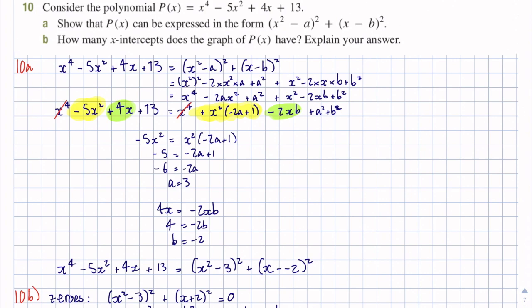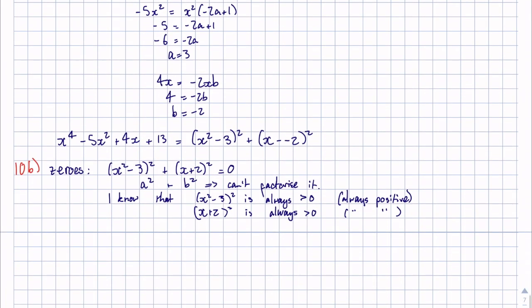I know that x squared take 3 squared is always greater than 0, yeah? It's always positive because you're squaring it. And I also know that x plus 2 all squared is always positive. Because again, we're squaring it. I know that a positive plus a positive can never equal 0. So it has no zeros, which is no x intercepts.